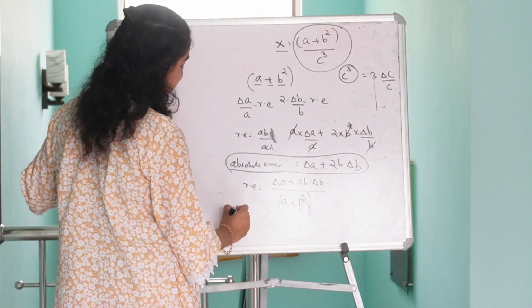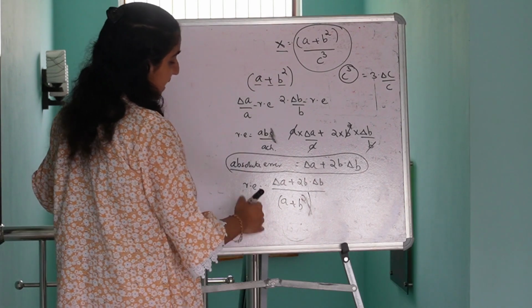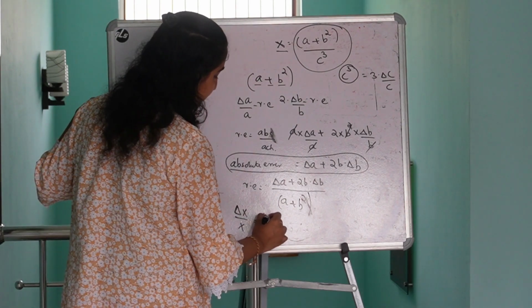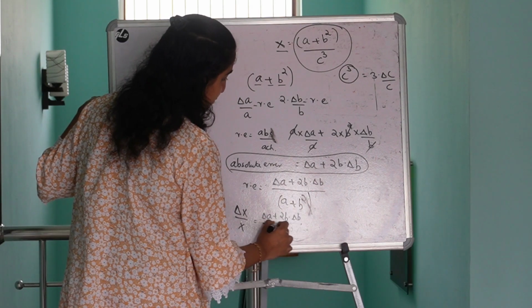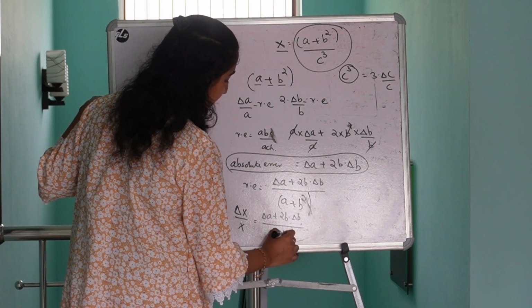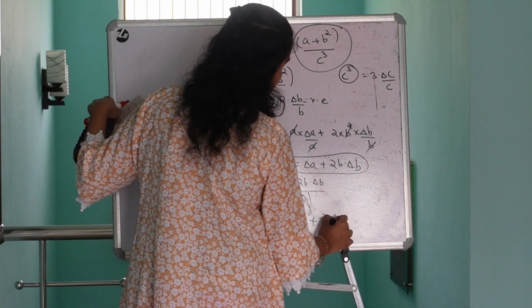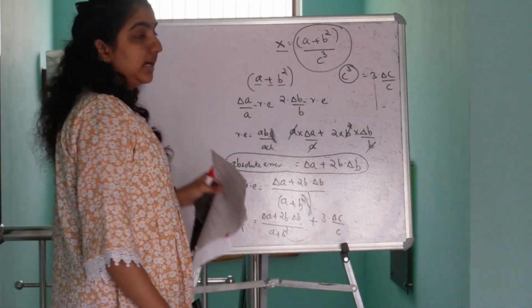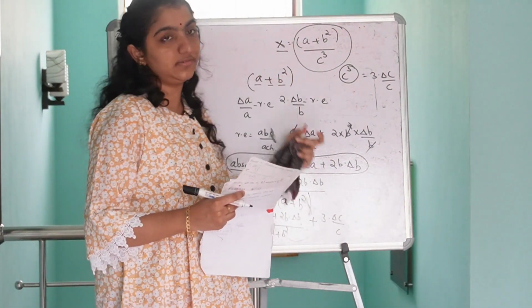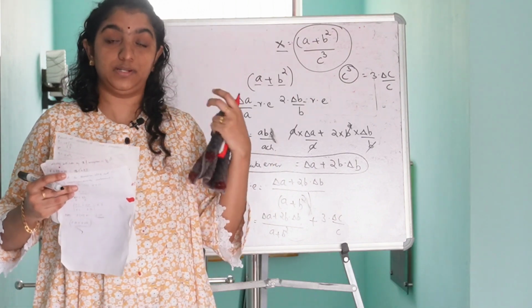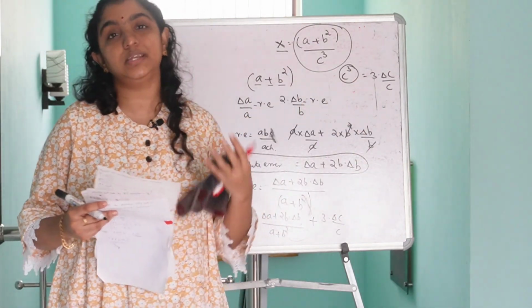Now we have to find the whole relative error of the main resultant. Del x by x is equal to the relative error in the numerator, that is del A plus 2B into del B divided by A plus B square, plus the relative error in the denominator C, that is 3 into del C by C. Is it clear guys how to find the relative error? How to find relative error or percentage error or absolute error when more than one operation is involved?